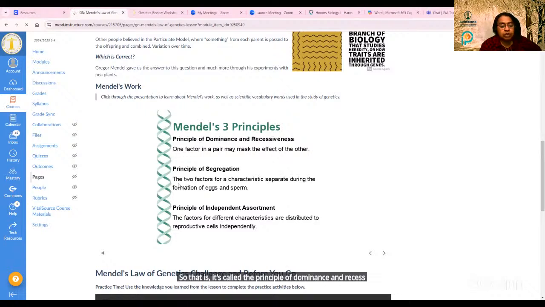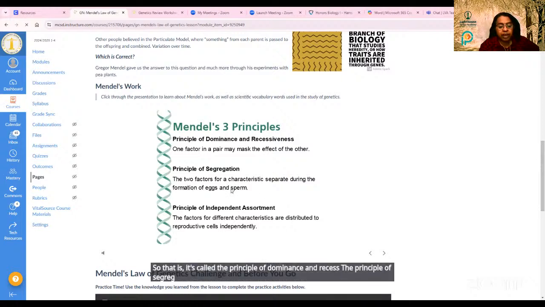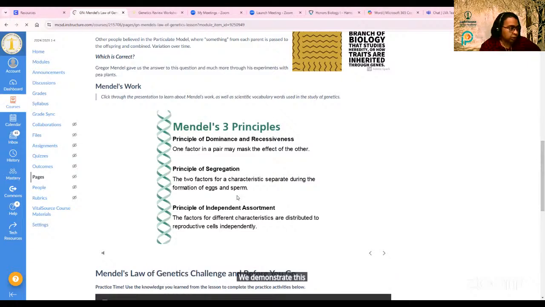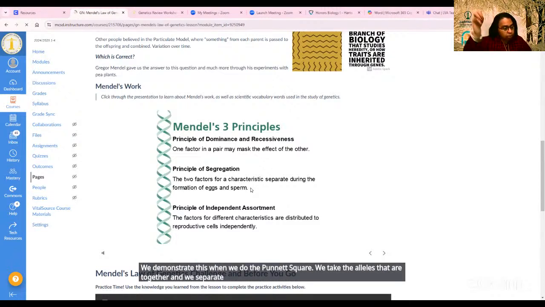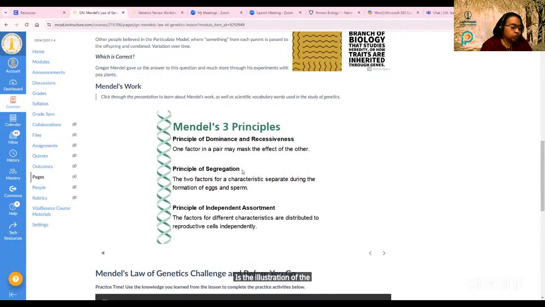The principle of segregation, where two factors of the characteristics separate during the formation of egg and sperm. We demonstrate this when we do the Punnett square. Okay, we take the alleles that are together and we separate them, and we show that one will match the sperm and one will match the egg. And so what happens in our boxes is the illustration of the principle of segregation.